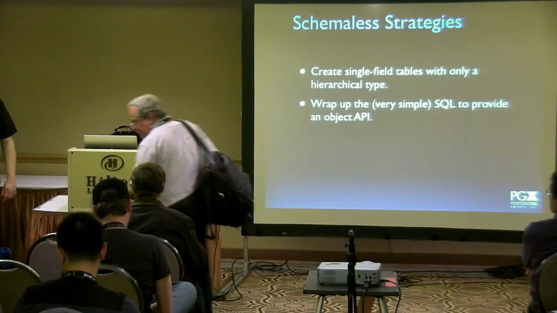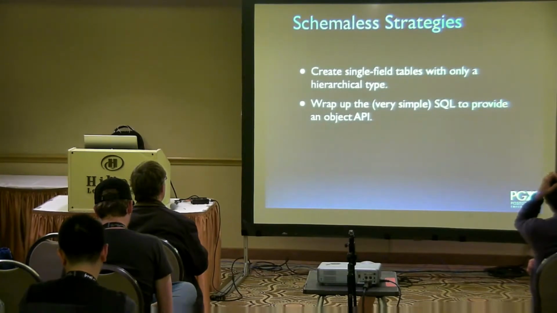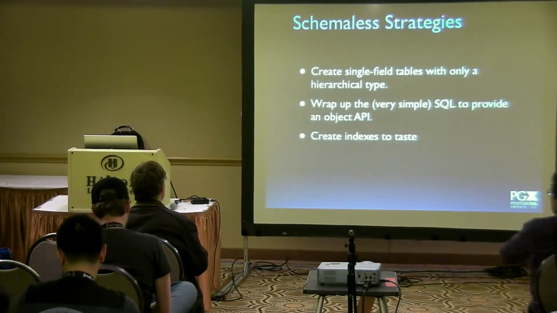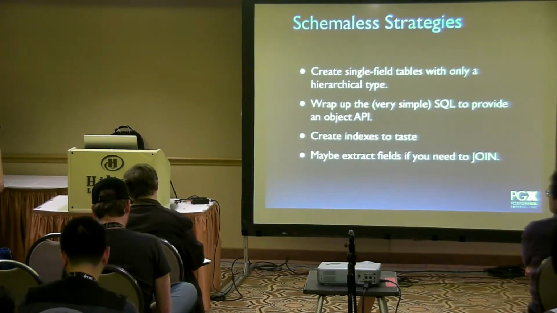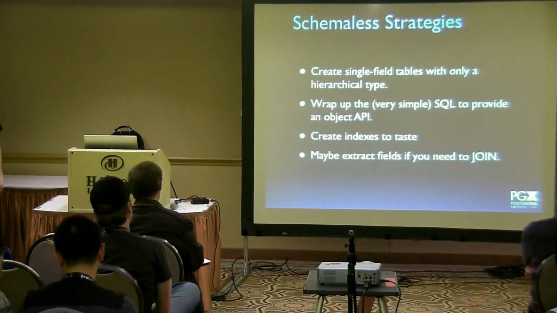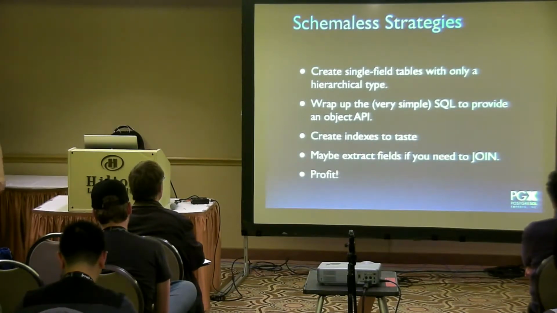There's really simple SQL you can use. Sorry, can't be pure NoSQL, but that's okay. To provide an object API. And you create indexes to taste as necessary. And you may want to extract fields if you need to join on them. You could write a trigger that populates other columns if you want to do joins. And you're done. That was pretty easy.